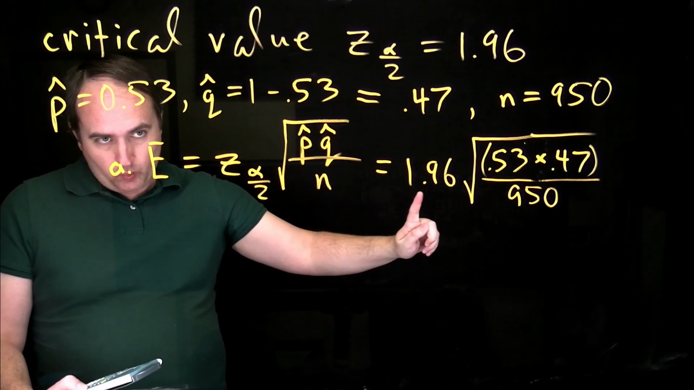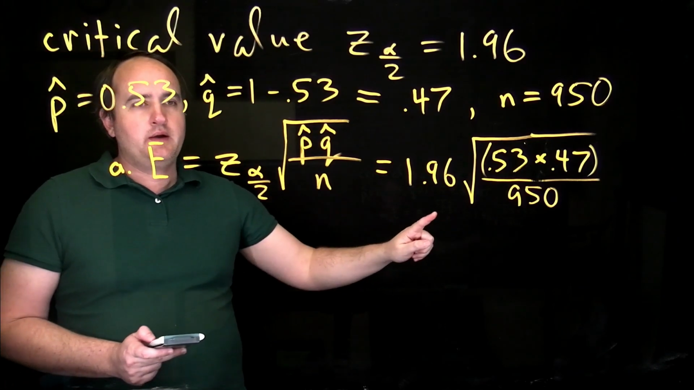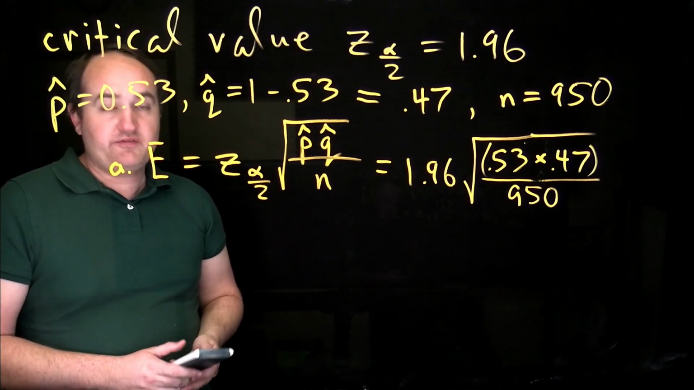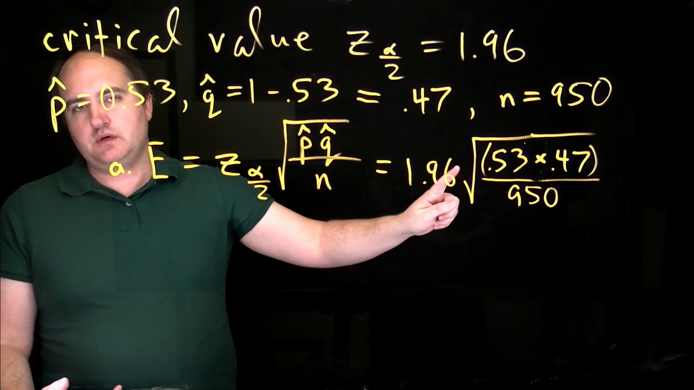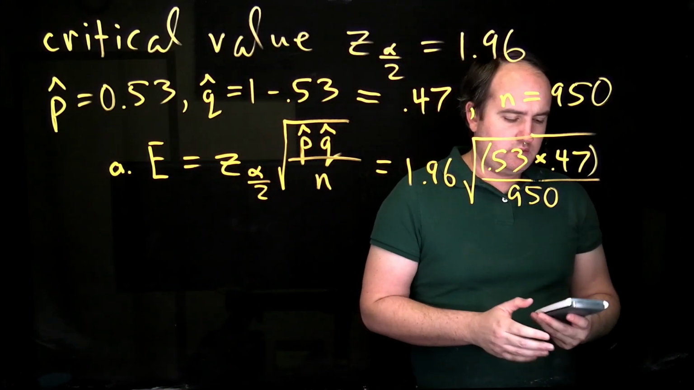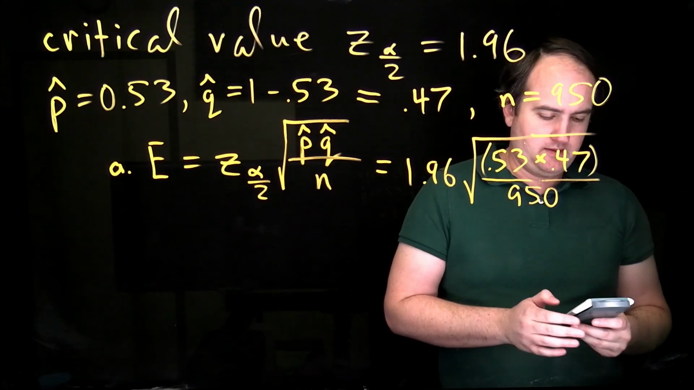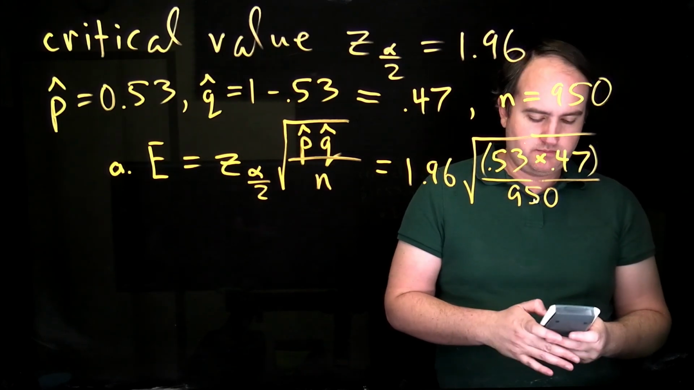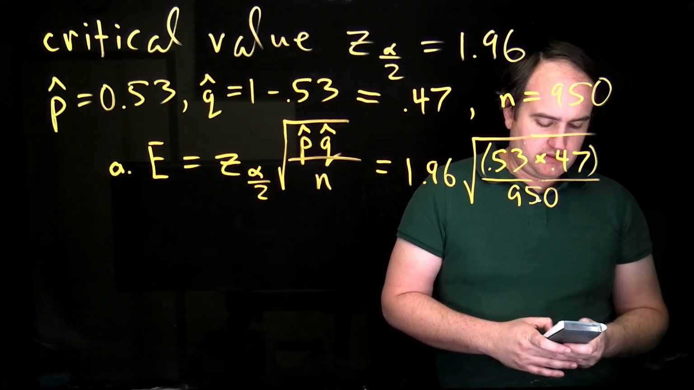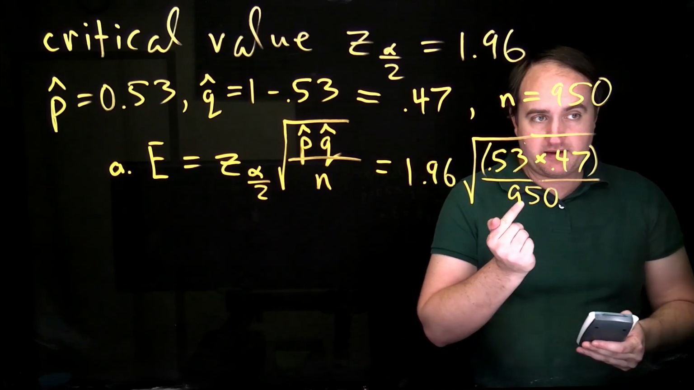So I would do 1.96, which is our critical value, and then I press the square root button. If it doesn't accept that, you can put in a times here. So it's 1.96 times the square root, and then I'm going to put the fraction button, and in the numerator of my fraction, I'm going to have parentheses 0.53 times 0.47, and then in the denominator, I have 950.